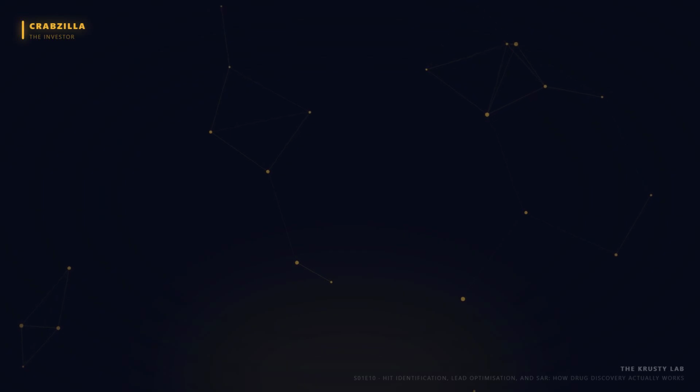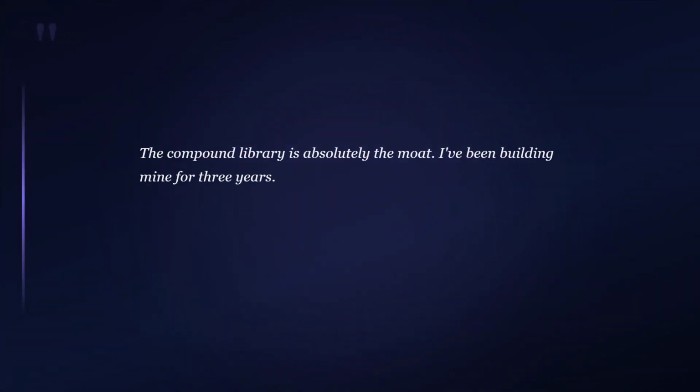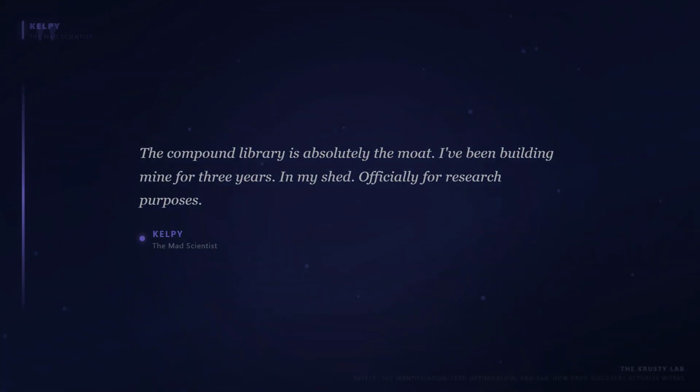The compound library is our competitive moat, and I will not apologize for that framing. The compound library is absolutely the moat. I've been building mine for 3 years, in my shed, officially for research purposes.